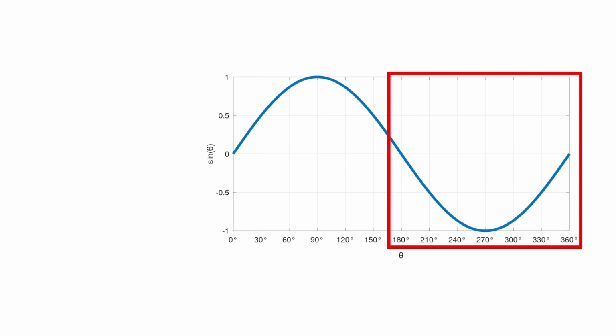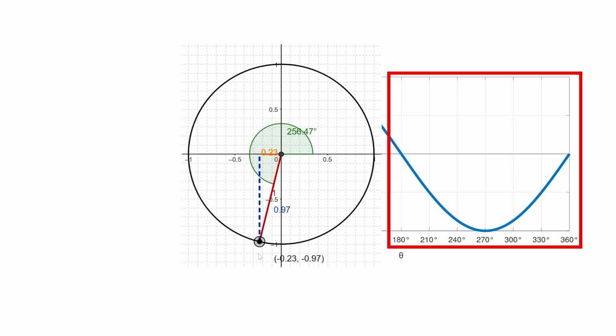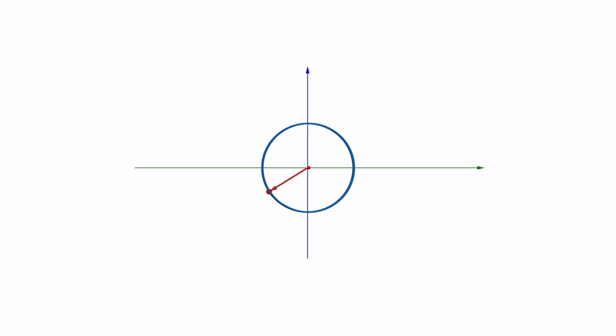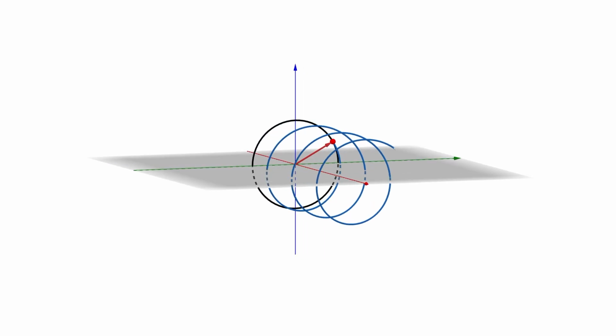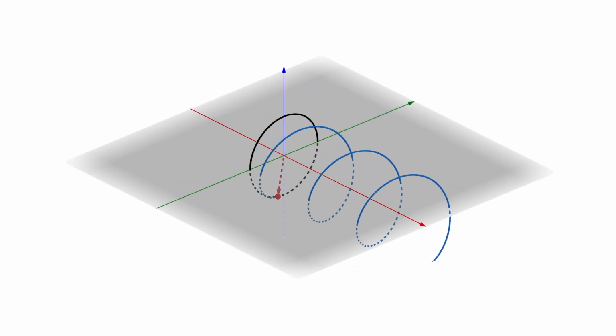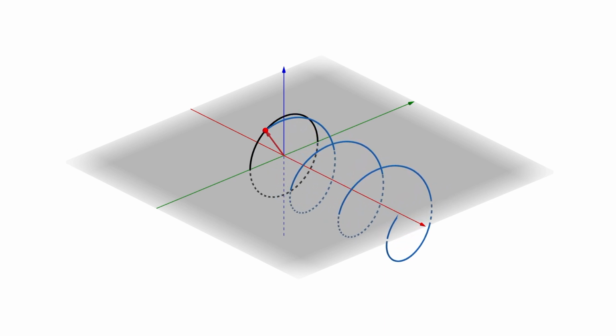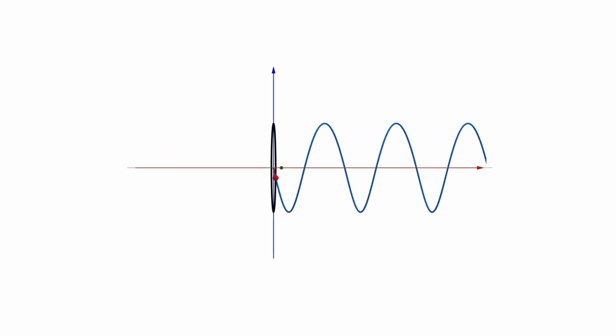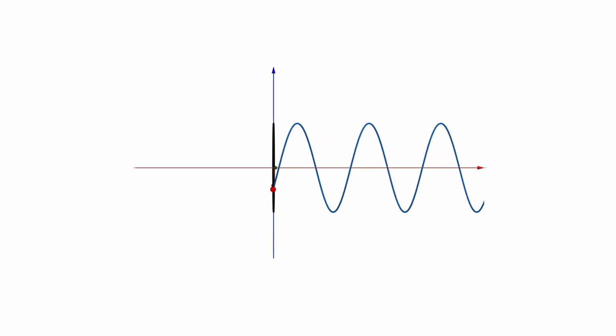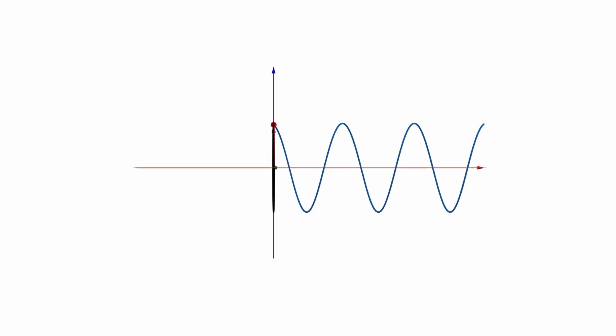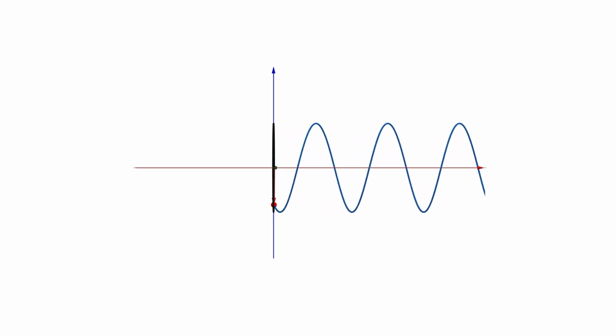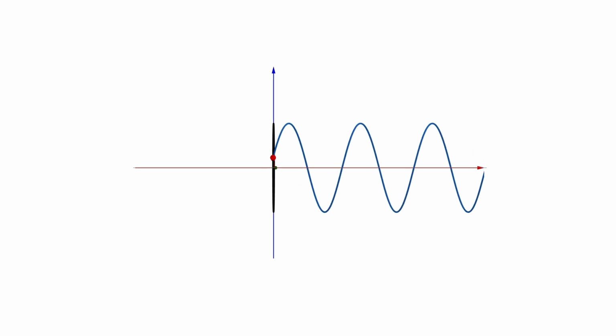And after 180 degrees, this pattern is inverted. In this animation, we can see how the circular motion and the sine wave can be considered two different projections of a helix. So, one way I like to think of the sine wave is that it's like looking at a circle from the side. That is, one dimension of the circular rotation.